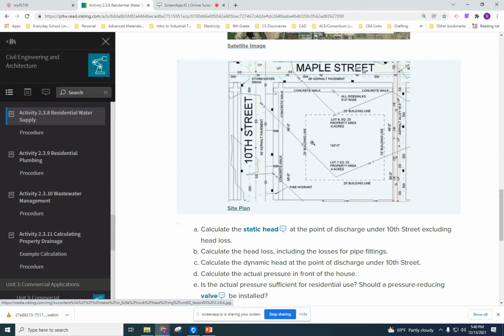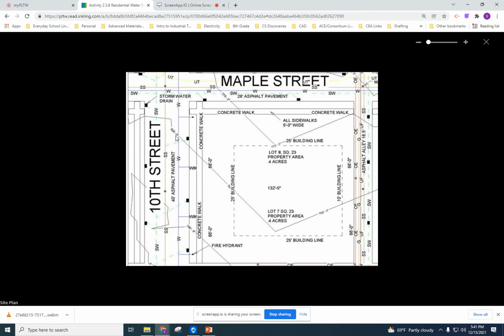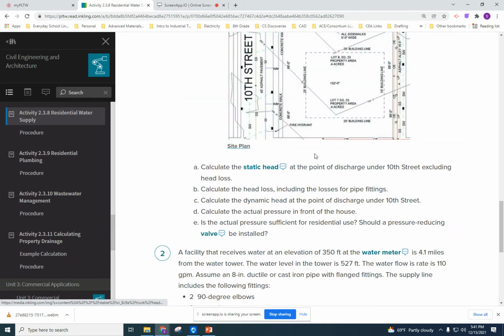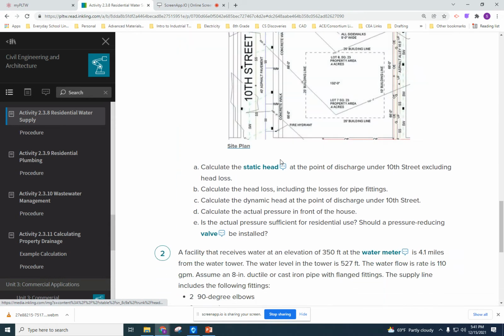We are going to just use this measurement right here. If you see right here, it says 769 feet. We're going to use that as our elevation of 10th Street. But when we come back down here, it says at the point of discharge under 10th Street. So what are they talking about? It says the elevation of the lowest point of the tower's cavity is this. Do they tell us where we're at under 10th Street?